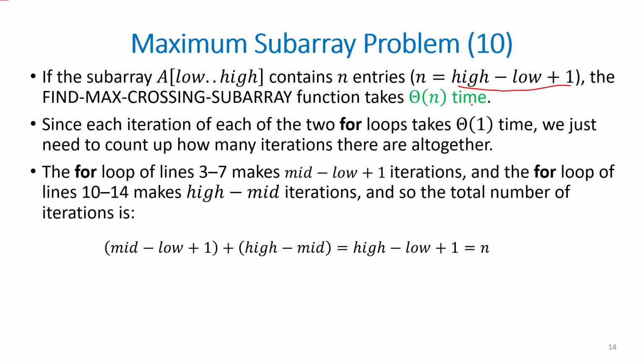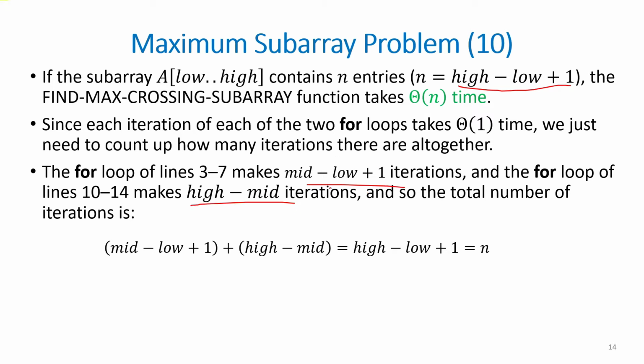How do we know this? We can calculate this by counting the number of iterations for each for loop in the procedure find max crossing subarray. The first for loop makes mid minus low plus 1 iterations, and the second for loop makes high minus mid iterations.